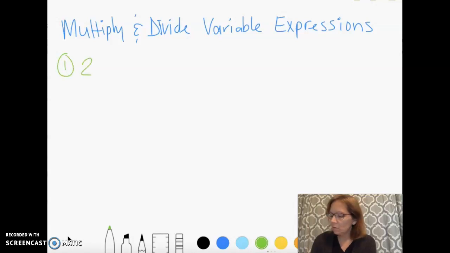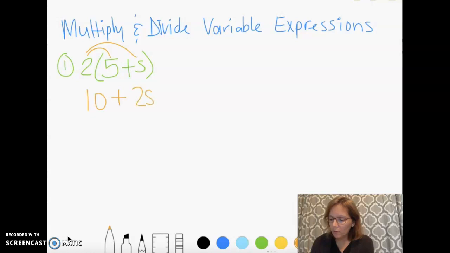We have 2 times 5 plus s. So what I'm going to do, this is multiplying, and I need to use a distributive property so that I multiply whatever's on the outside by everything on the inside. So 2 times 5 is 10, and 2 times s is just 2s. And that's it. So let's keep going.